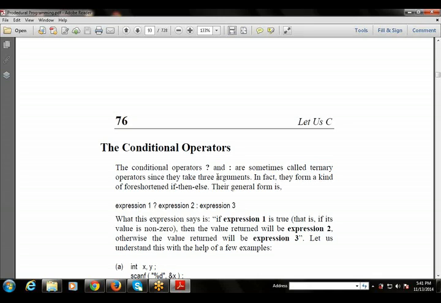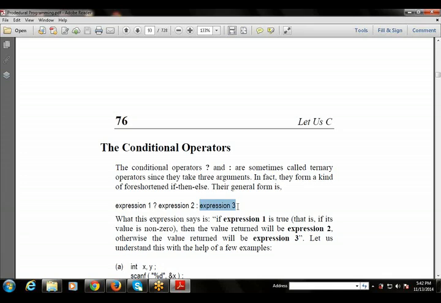Since they take three arguments, in fact they form a kind of shorthand if-then-else. Their general form is expression 1 question mark, expression 2 colon, expression 3. That is, if the condition is true, then perform the first statement, that is expression 2, otherwise perform the second statement, that is expression 3.